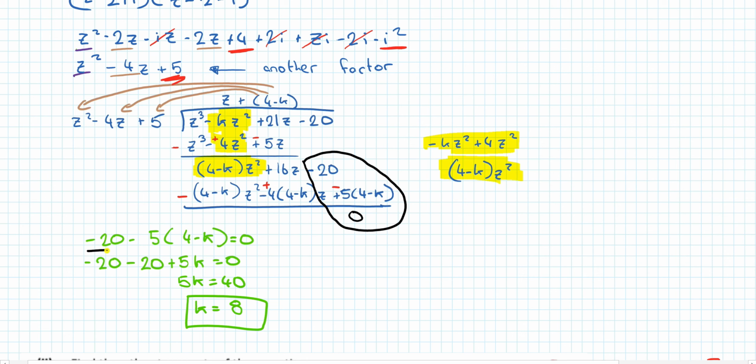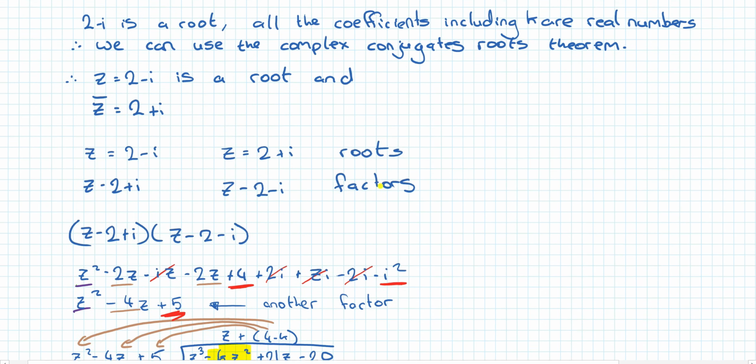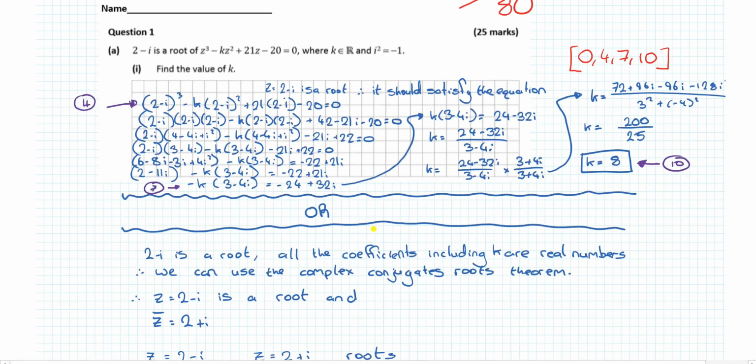Minus 20, minus 5 by 4 minus k, which is an equation with only one unknown, so I could multiply that out to get k as well. And look, it's the same k as the first one.